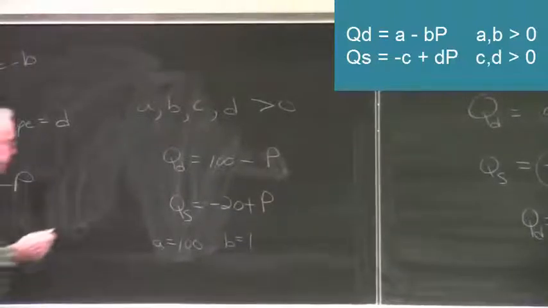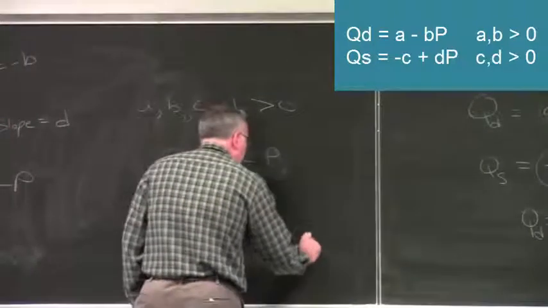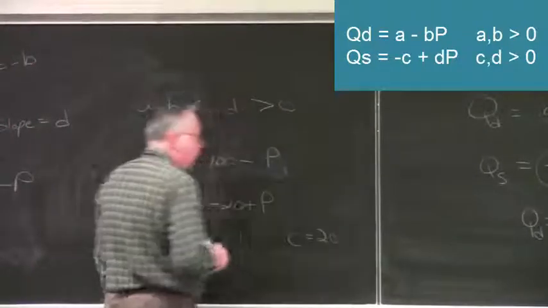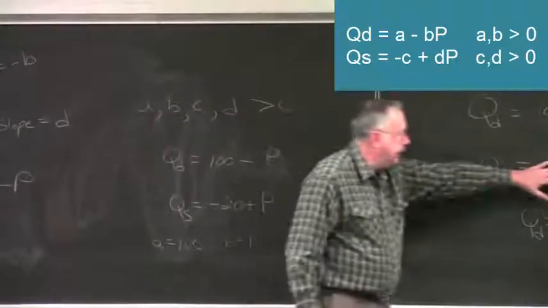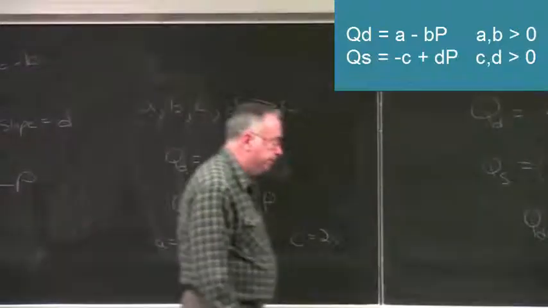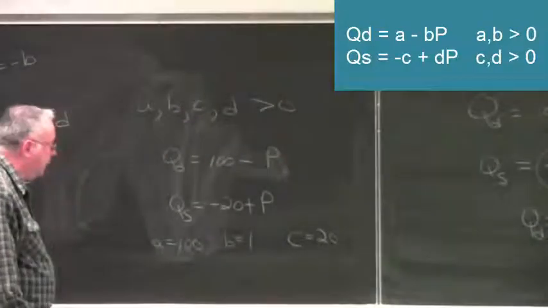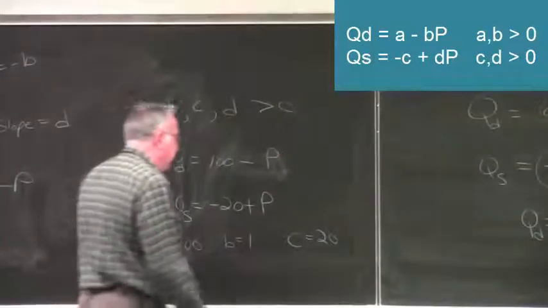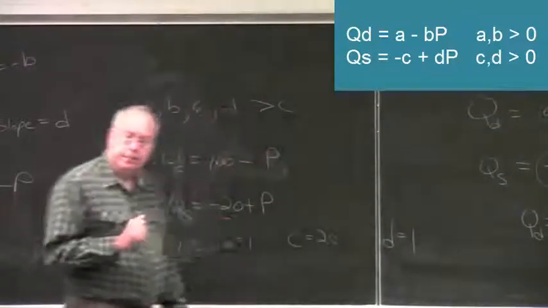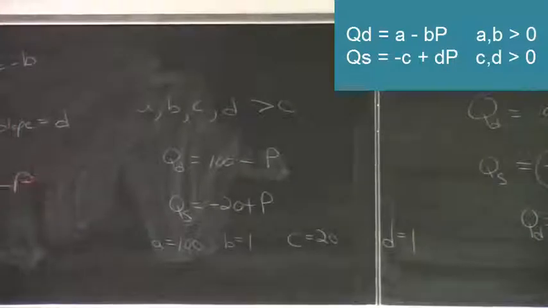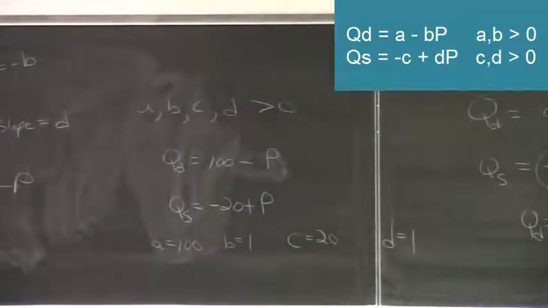C is equal to what? 20. Because the intercept is minus C, so C must be 20. Not minus 20, C is 20. And D is what? 1. D is just the coefficient of P in that supply.